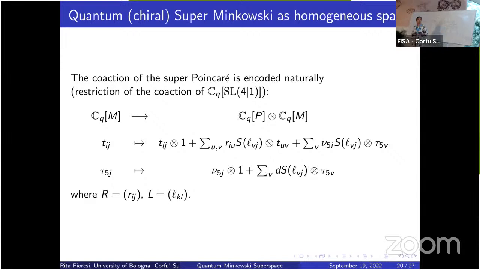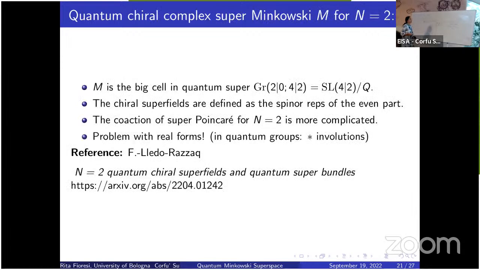You can prove that, because this is a very simple commutation relation, and you can give a coaction of the super quantum Poincaré. I'm just omitting a lot of calculations that, again, one can have fun doing. And at this point, you can build the Minkowski as a big cell in the quantum Grassmannian.